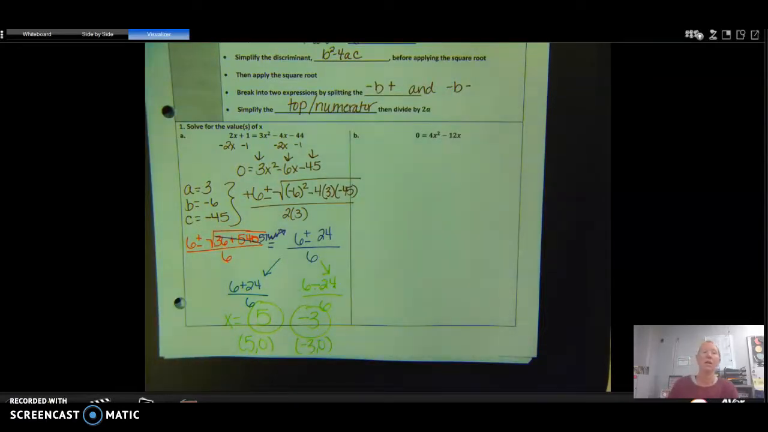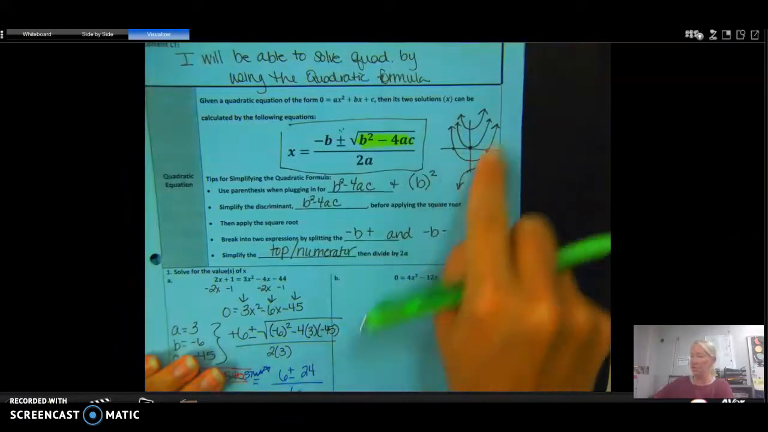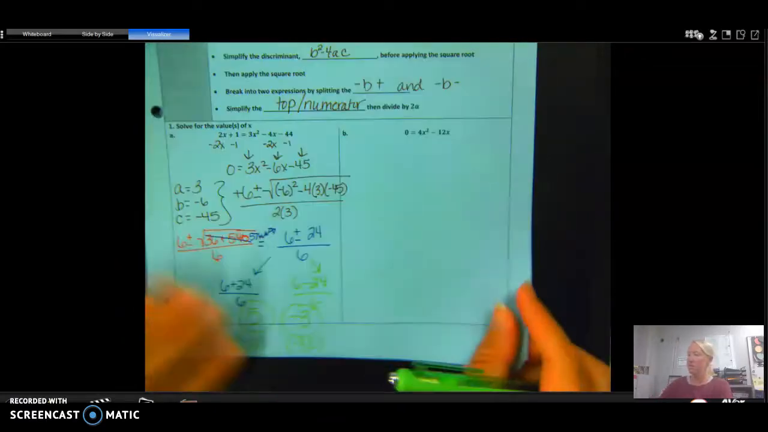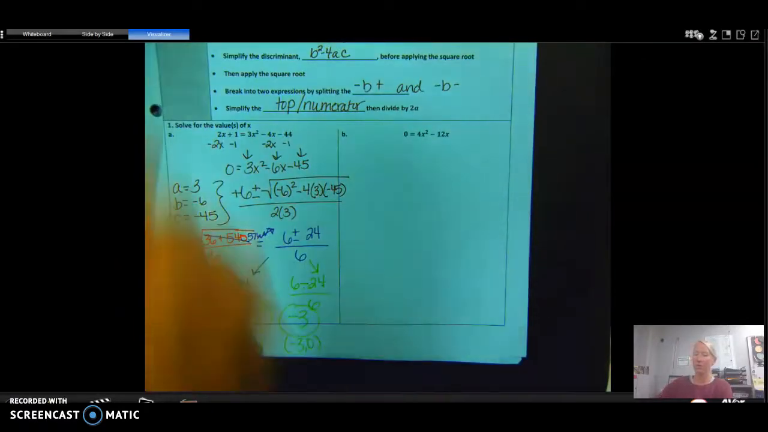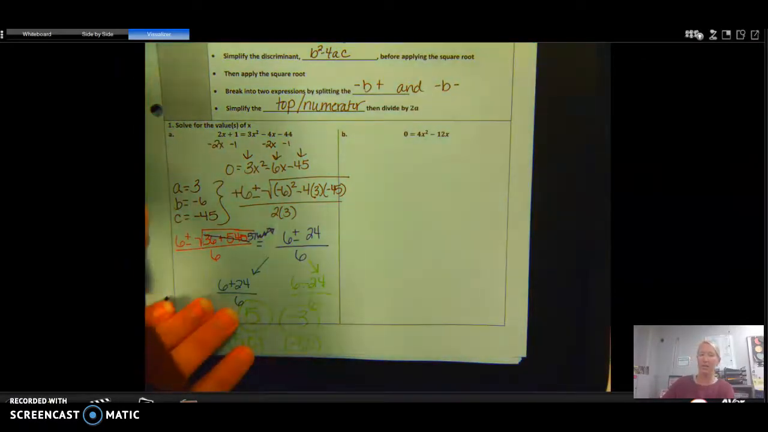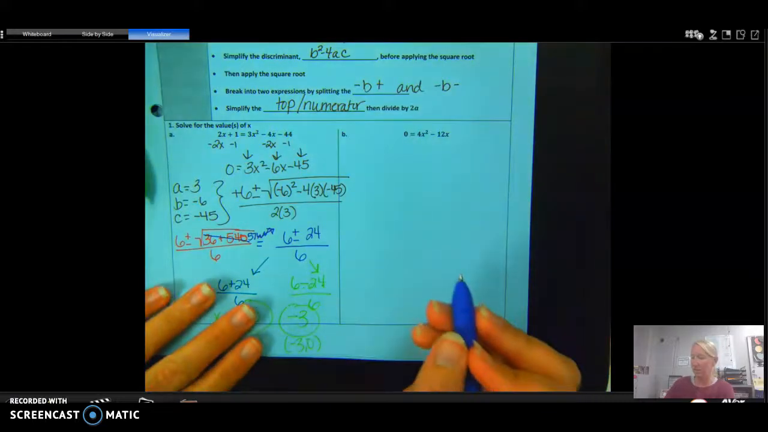Okay? So those would be my 2 points. That means it crosses the x-axis twice. That means if I go back up to these pictures, it would be a parabola that crossed twice. Okay? I want you to pause me and try B on your own. Once you're done doing B, go ahead and unpause me and see if you did it correctly.